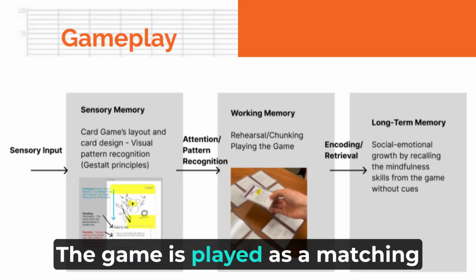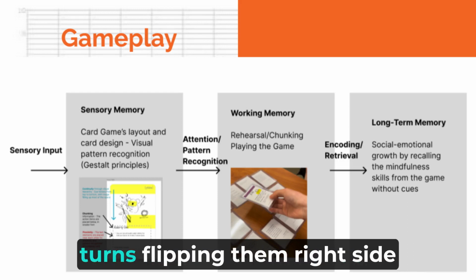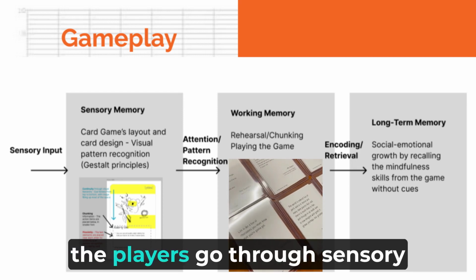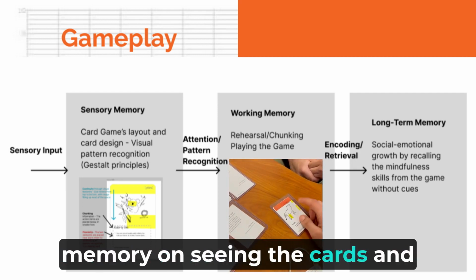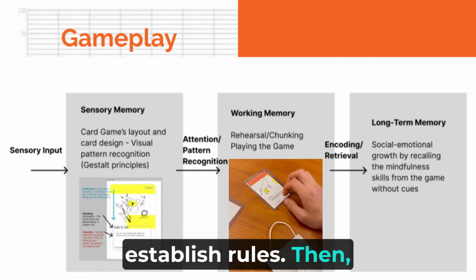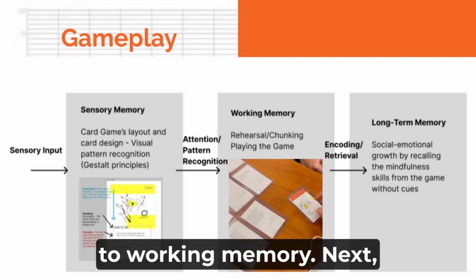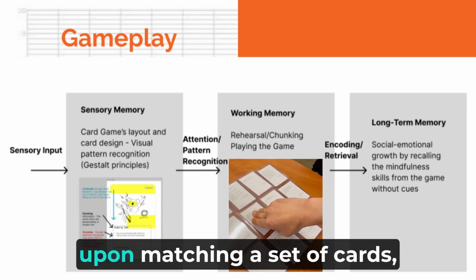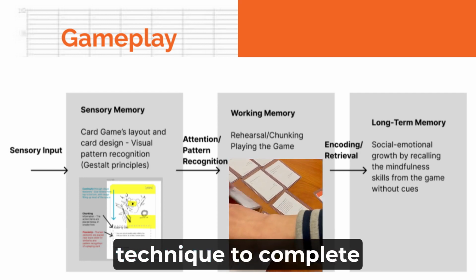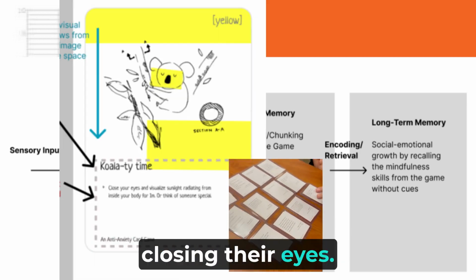The game is played as a matching game with an array of face-down cards where two players take turns flipping them right side up until they get a color match. First, the players go through sensory memory on seeing the cards and interacting in an auditory way with the other player to establish rules. Then, through attention and pattern recognition, the player stores information to working memory. Next, upon matching a set of cards, the player has to read the card and choose a mindfulness technique to complete on the spot, such as deep breathing or closing their eyes.